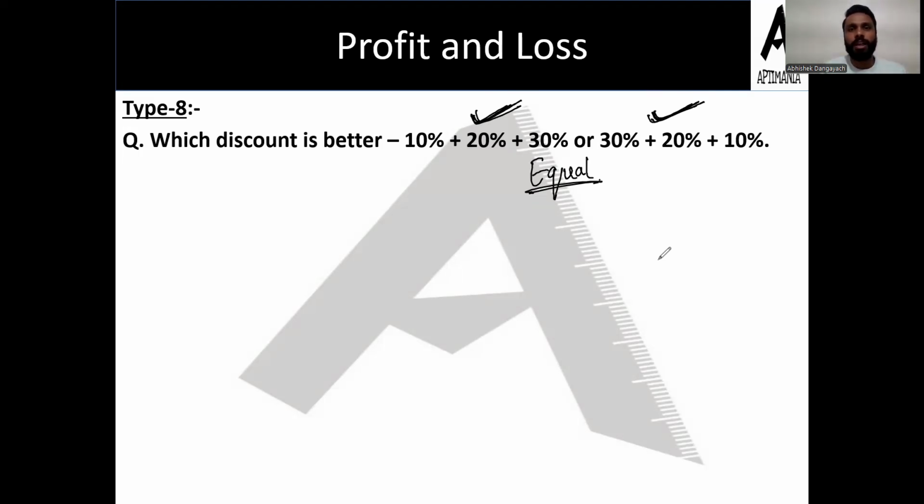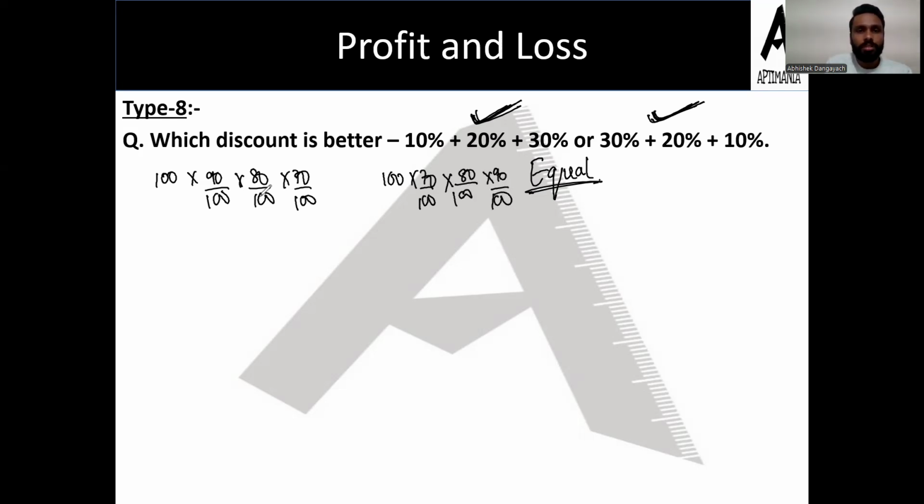I'll tell you the reason for that. You were not even supposed to multiply the values and get the answer. What you were supposed to do is, first case, 100 MP, 10% discount, 90 by 100, 20% discount, 80 by 100, 30% discount, 70 by 100. Second case, 100, 30% discount, 70 by 100, 20% discount, 80 by 100, 10% discount, 90 by 100.